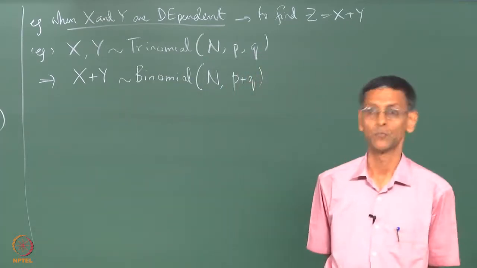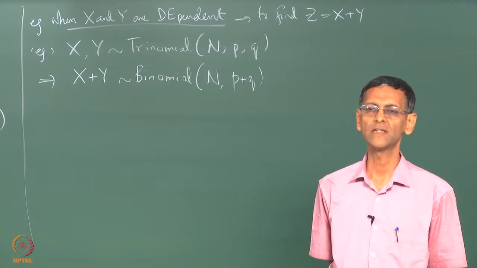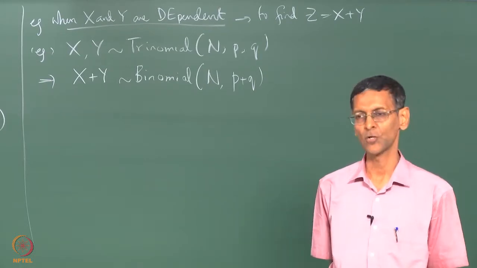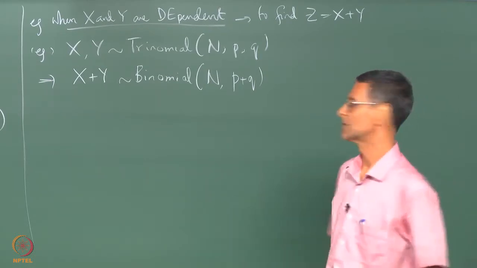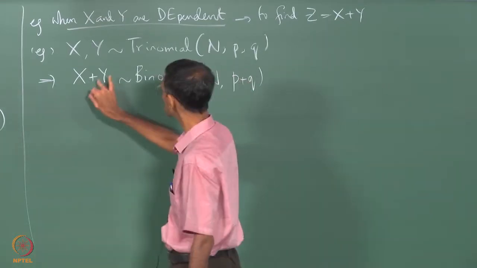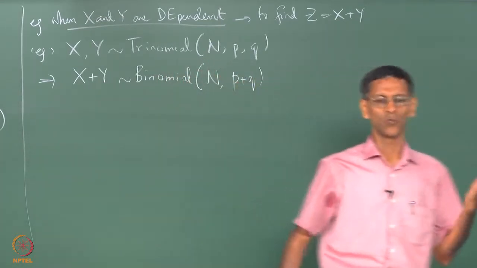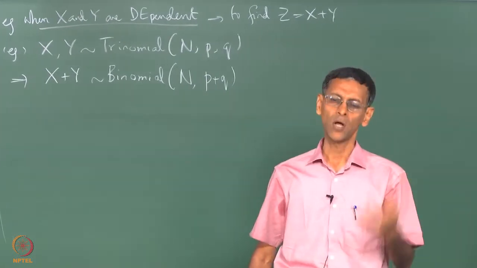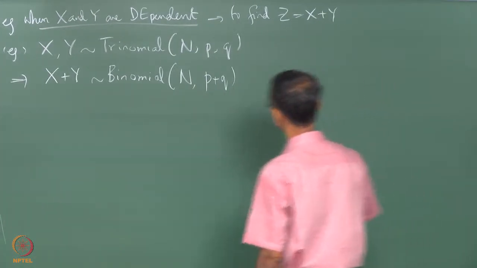and it will become p plus q, because you are looking at either the first event or the second event. You are not really distinguishing between the two. So this is the count that you get, either event 1 or event 2, right. So how do we derive this?